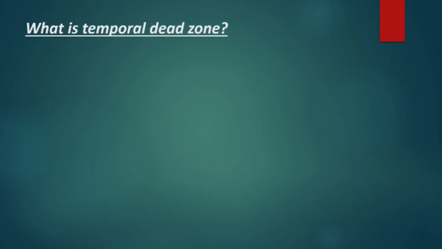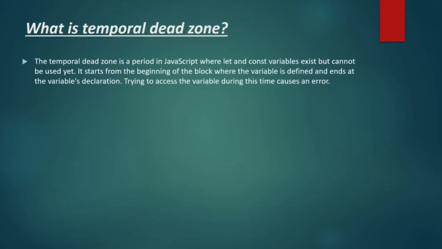Now let's move to the last question. What is a temporal dead zone? The temporal dead zone is a period in JavaScript where the let and const variables exist but cannot be used yet. It starts from the beginning of the block where the variables are defined and ends at the variable's declaration, and trying to access the variable during that time causes an error.